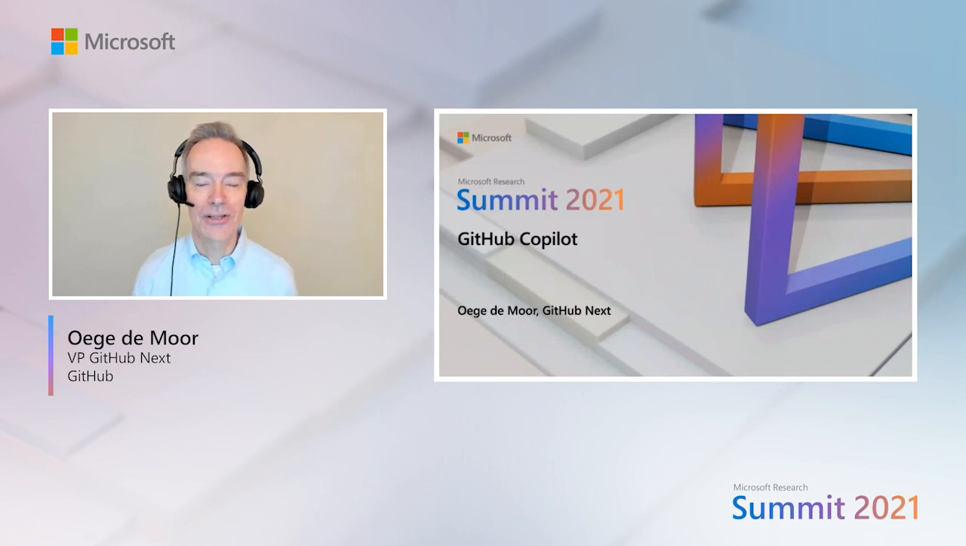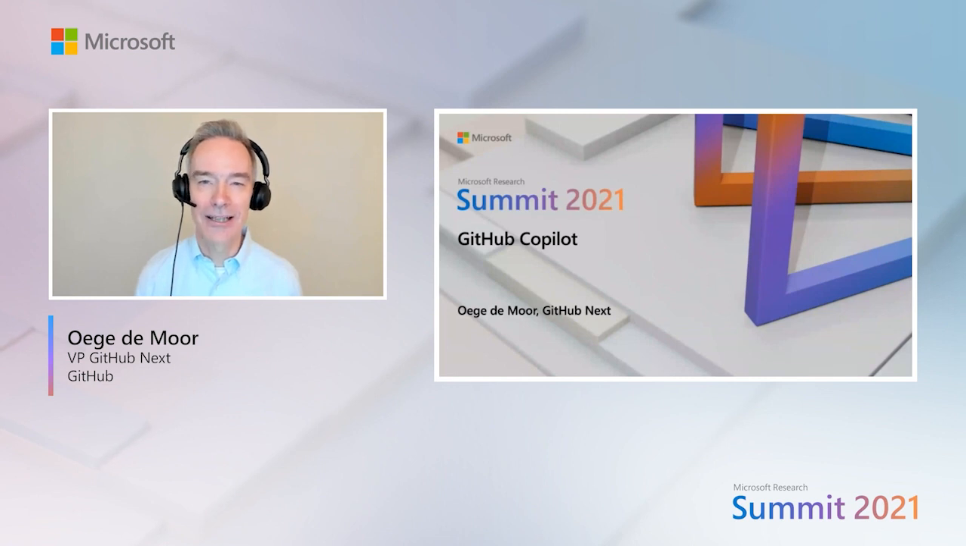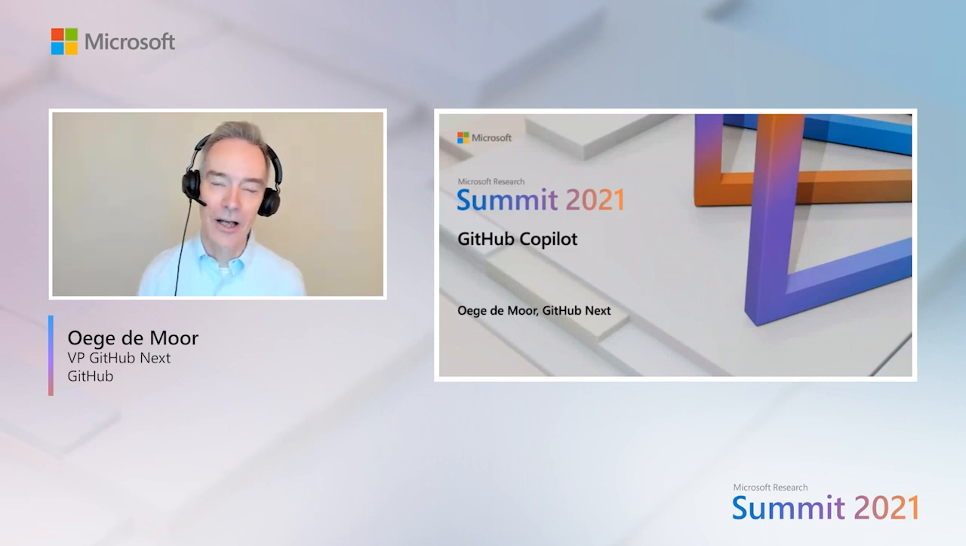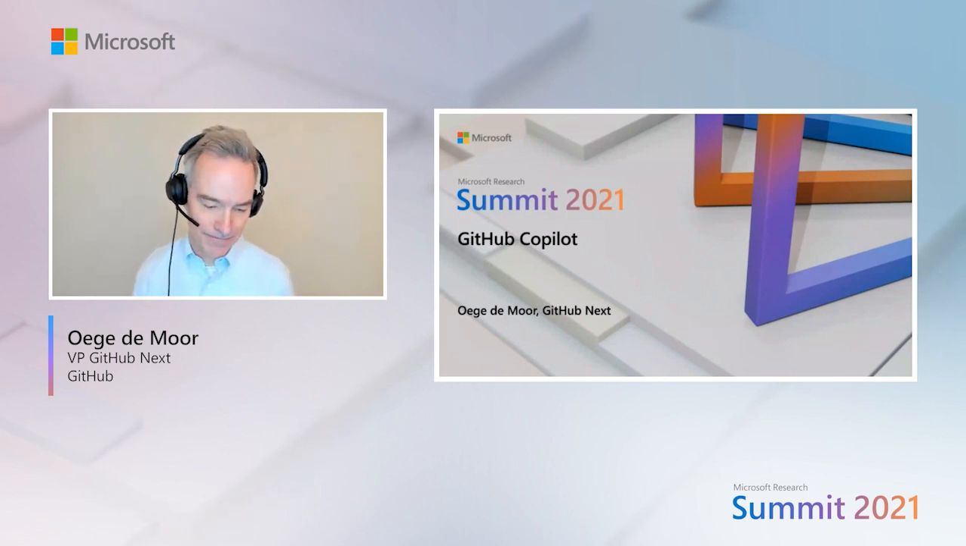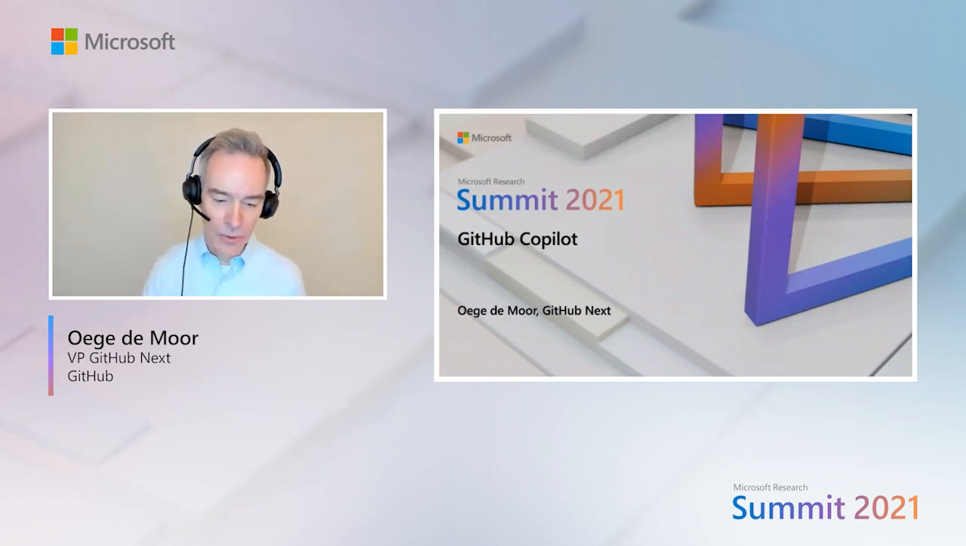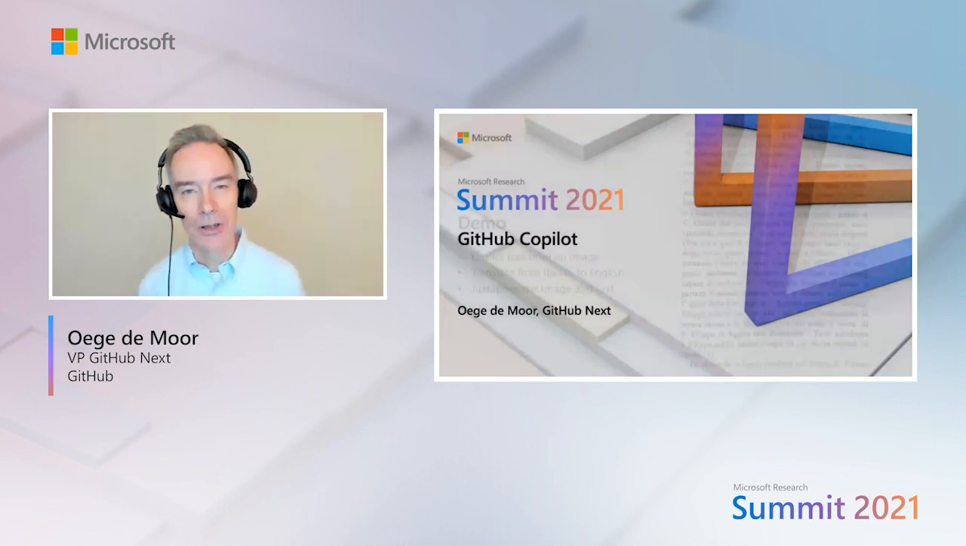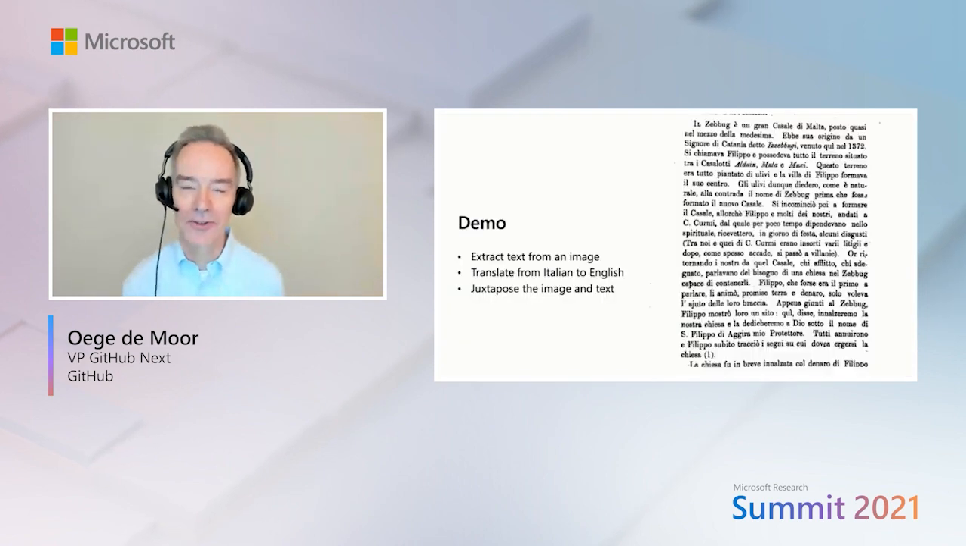GitHub CoPilot is a collaboration between OpenAI and GitHub, and literally dozens of people have contributed. I would, however, like to acknowledge my two co-founders on the project, Alex Gravely and Albert Ziegler. And in particular, Albert's work will feature very much later in this talk. For those of you who haven't seen CoPilot before, I'd like to show you a little demo.